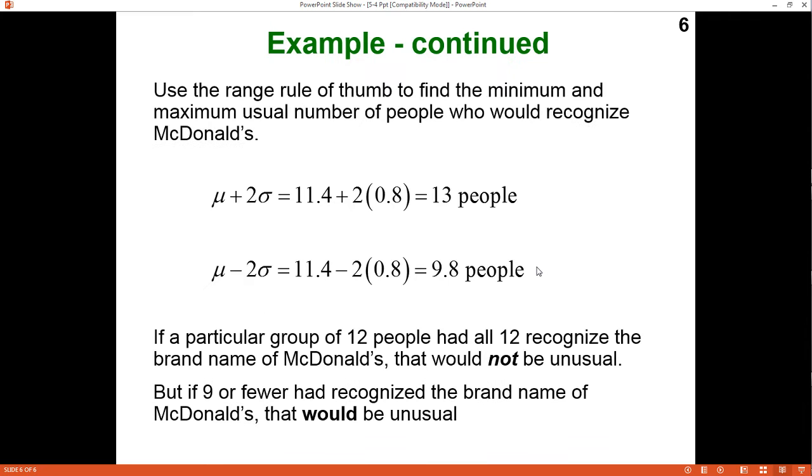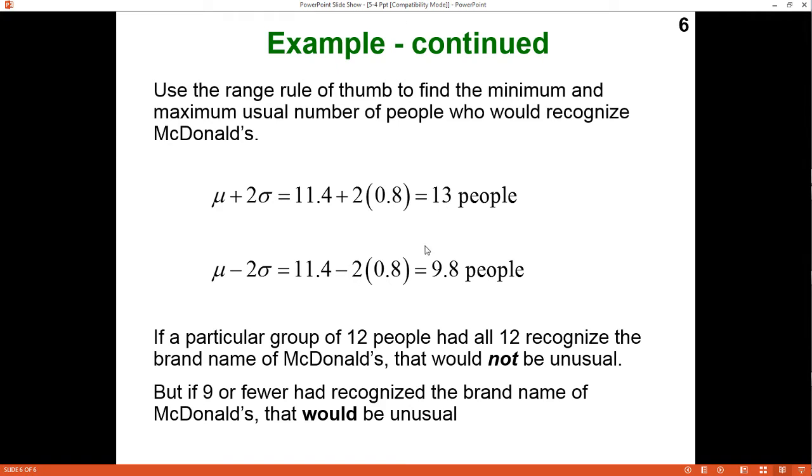Now, going to that range rule of thumb, you can see that we start with the mean. Mean is 11.4. If we go up 2 standard deviations, that's 13 people. And if we go down 2 standard deviations from the mean, that's going to be 9.8 people. So if you're looking at a group of 12 people and all 12 would recognize the brand name of McDonald's, that's within what would be considered usual.